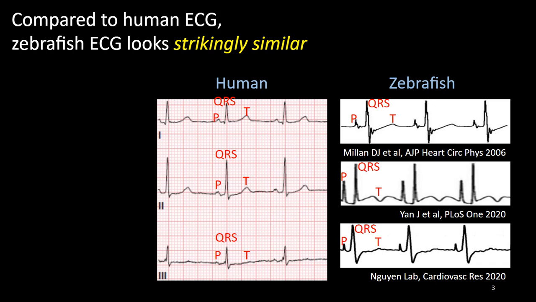As you see here, on the left are human ECG traces from the 3 standard bipolar limb leads 1 to 3, also called Einthoven leads. On the right are fish ECGs recorded by different labs, including ours, using a single standard bipolar lead.